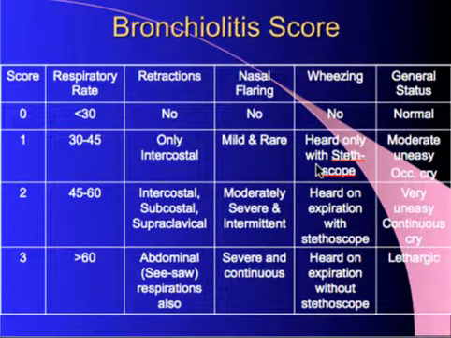There's a bronchiolitis score, which is a great way to score how severely ill the child is. And you would score 0, 1, 2, or 3 based on what their respiratory rate is, what the retractions are, is there nasal flaring present and how severe and continuous it is, is there wheezing and can it be heard with a stethoscope or without a stethoscope, and general status. Are they normal, moderately uneasy, very uneasy with a continuous cry, or lethargic? This is very handy to use. So it would give them a score of 15 as a max.